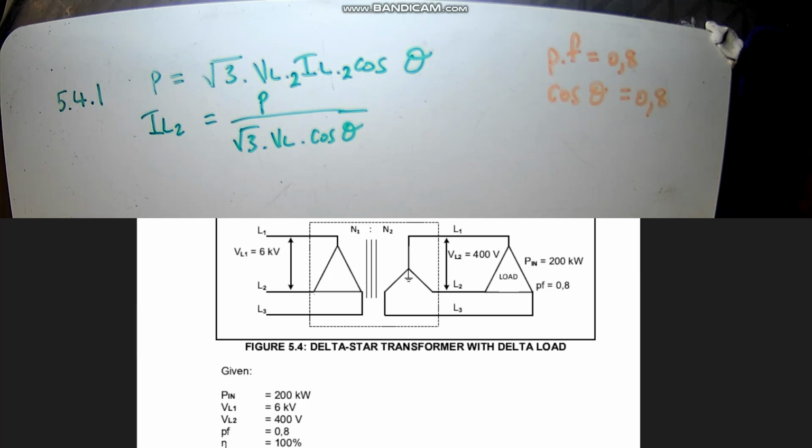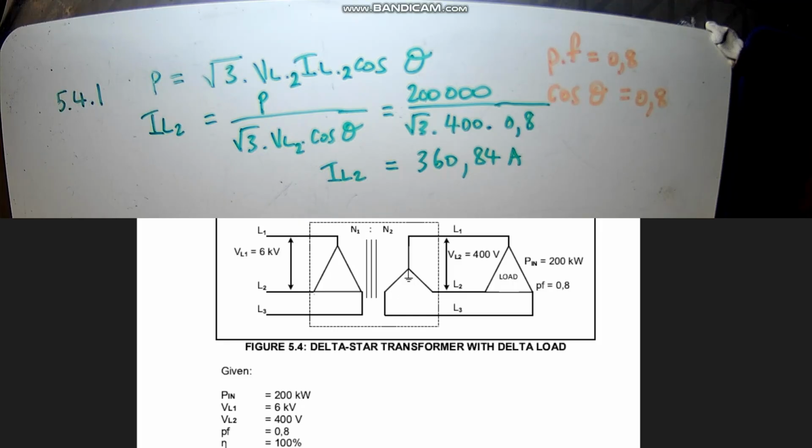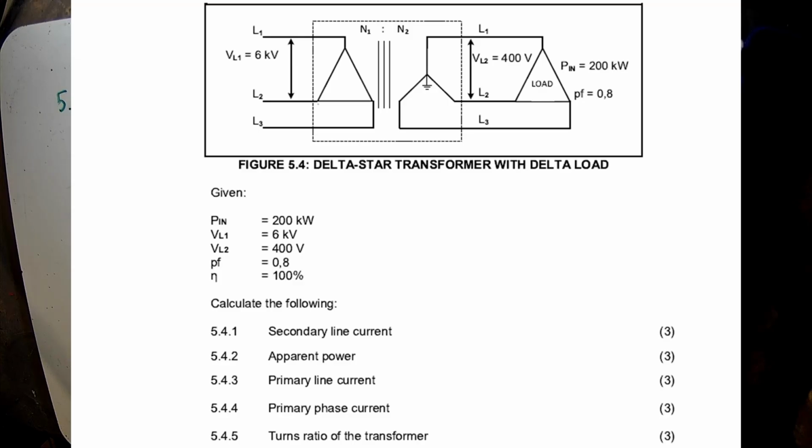Hope that makes sense. Right, substituting the values, we say the power is 200,000. VL2, which is the secondary line voltage, is 400. Cos theta is 0,8. And that gives you 360,84 amps. Remember to punch this in as 200,000 divided by open brackets, plug all that in, close brackets to get the answer, or you can use the fraction mode. Right, and that's 541.